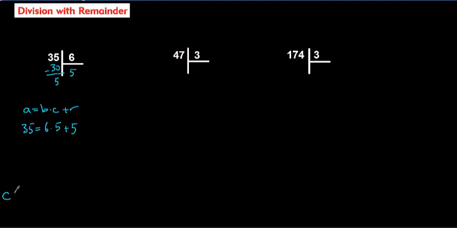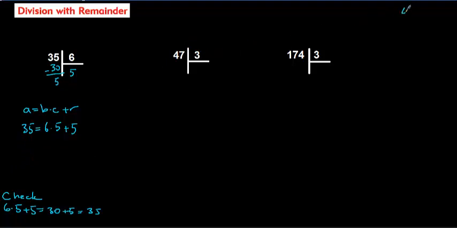And if we check here, we are going to recognize that 6 times 5 plus 5 is equal to 30 plus 5, which is equal to 35. So the left hand side is equal to the right hand side also. Okay, now we are going to divide 47 by 3.